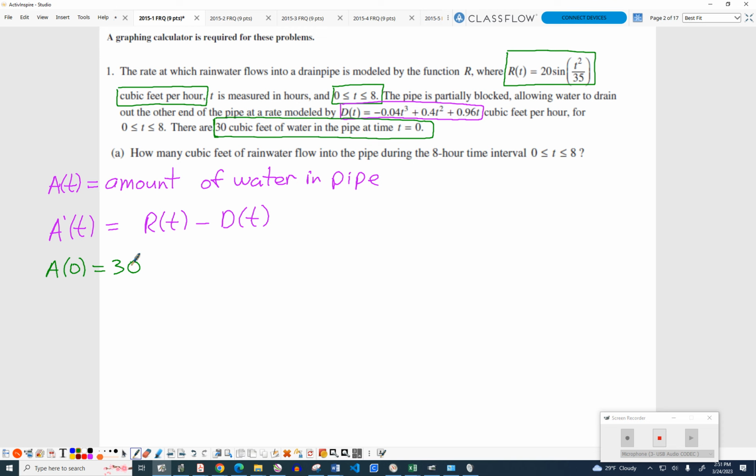Anybody else? Okay, cool. It says, how many cubic feet of rainwater flow into the pipe? Here's a common error. Raise your hand and tell me, why is it an error to pay any attention to this for part A? Why is that wrong? Let's go, Kenzie. They do how much is in the pipe at that time, because you're doing 30 plus the integral. Yeah, we don't want to pay attention to what was already in the pipe. Part A is just saying how much flows into the pipe. The 30 was already there. How many knew? 2, 3 for Kenzie.